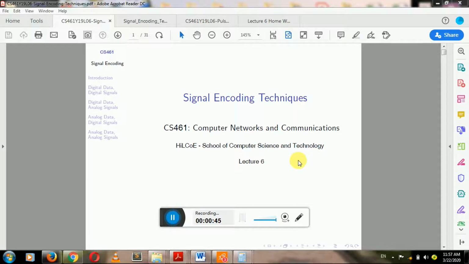We have our data, so we need to transmit it as a signal. So what are the mappings from that data into a signal, or what are the techniques for encoding those signals? We will see in this chapter the different ways in which we take the data that we want to communicate and encode it as a signal.